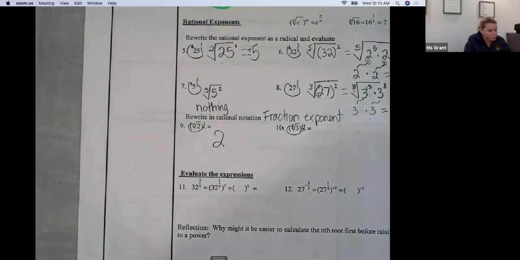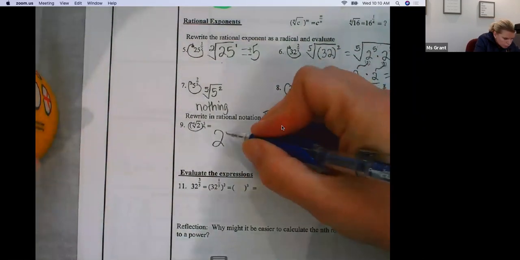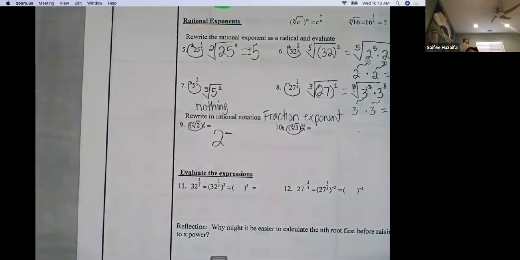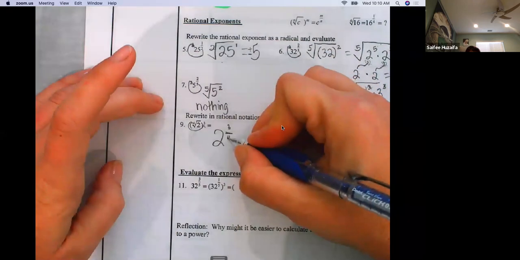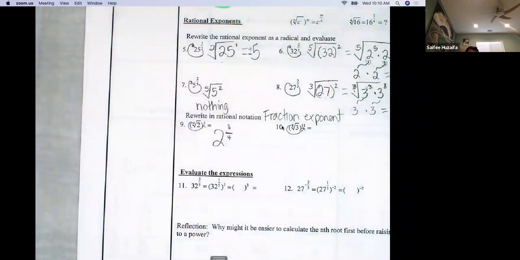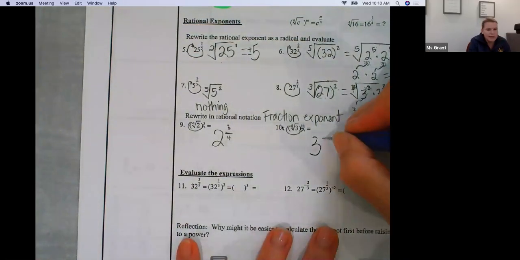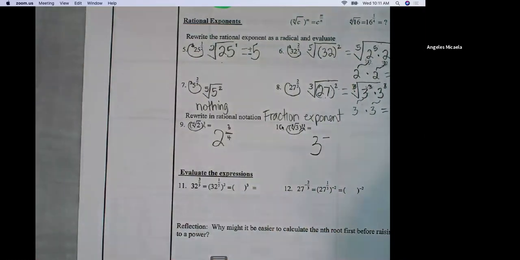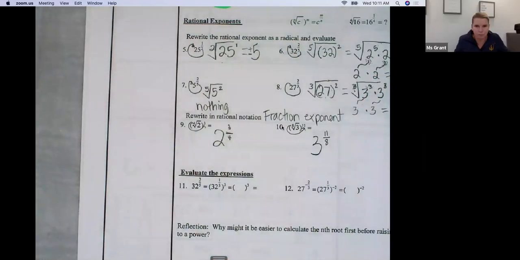What's my fraction right here? 2 to the what? 3/4. Mm-hmm. Three to the, what's my numerator? What's my denominator? 11/8. Mm-hmm. Excellent.